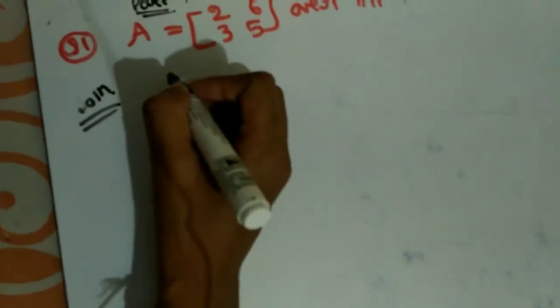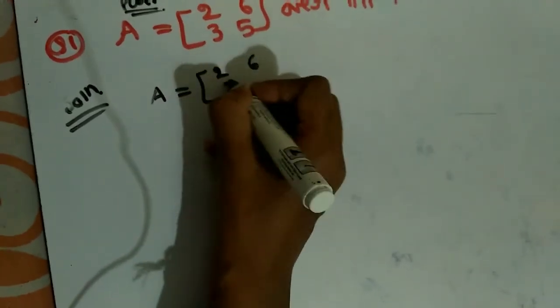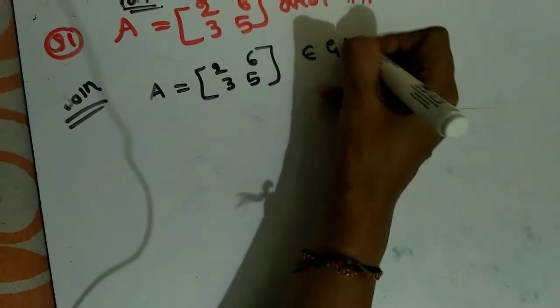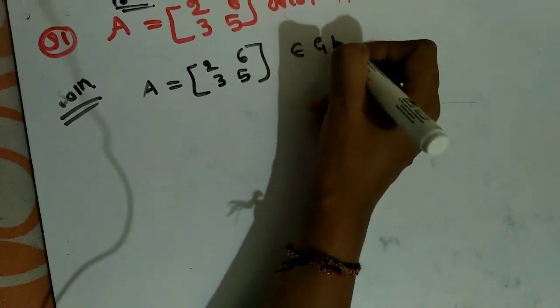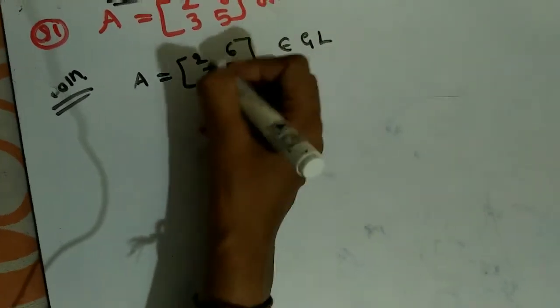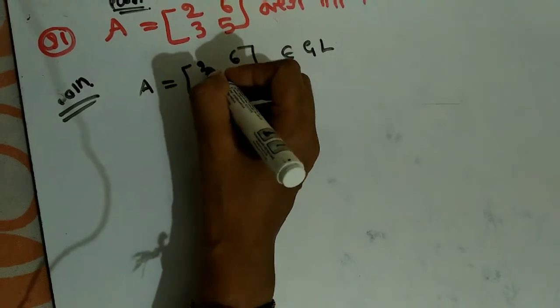So here the given element is in the form of a matrix, which belongs to our general linear group. What is this n here? N means the order of this matrix. What is the order of this matrix? It is nothing but 2 cross 2.